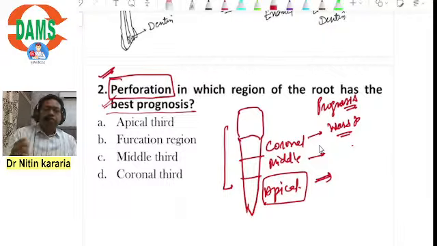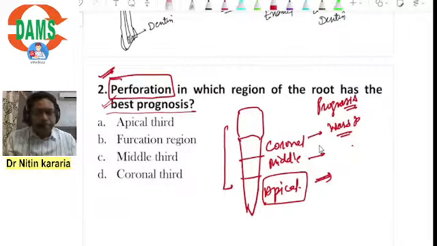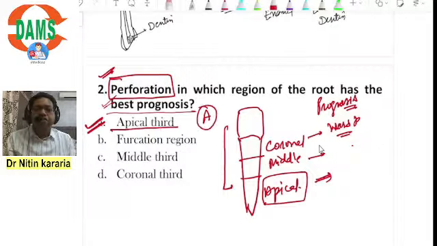You don't have to get confused because the apical 1/3 of the root is most difficult to approach. So if a perforation occurs in the apical 1/3, it would definitely be more difficult to repair and seal as compared to that occurring in the middle and the coronal 1/3. But if we talk about the prognosis, even if we are not able to successfully close the perforation with some repair material, the prognosis would still be best in the apical 1/3. So the answer to this question would be option A. Prognosis for a perforation is best in the apical 1/3.